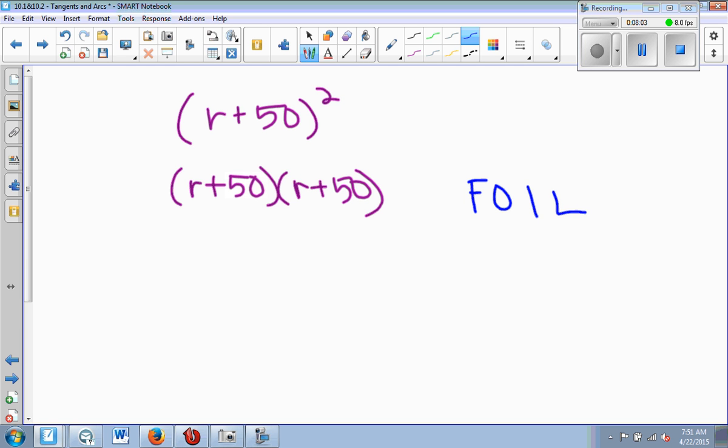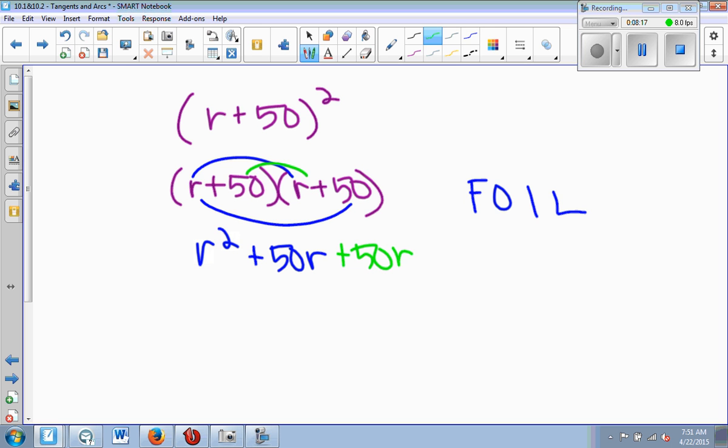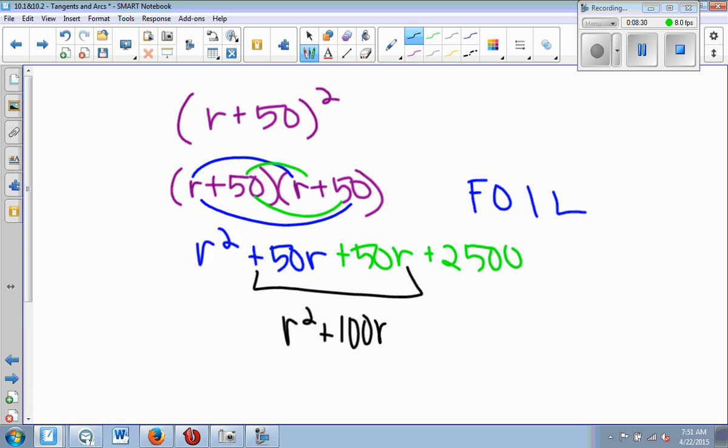So the first thing we're going to do is multiply the first terms. R times r is r squared. Then we're going to multiply the outer terms. R times 50 is 50r. Then we're going to multiply the inner terms. 50 times r is 50r. And then we're going to multiply the last terms. And so 50 times 50 is 2,500. So if I simplify that, I can add my middle 2 terms together. We get r squared plus 100r plus 2,500.